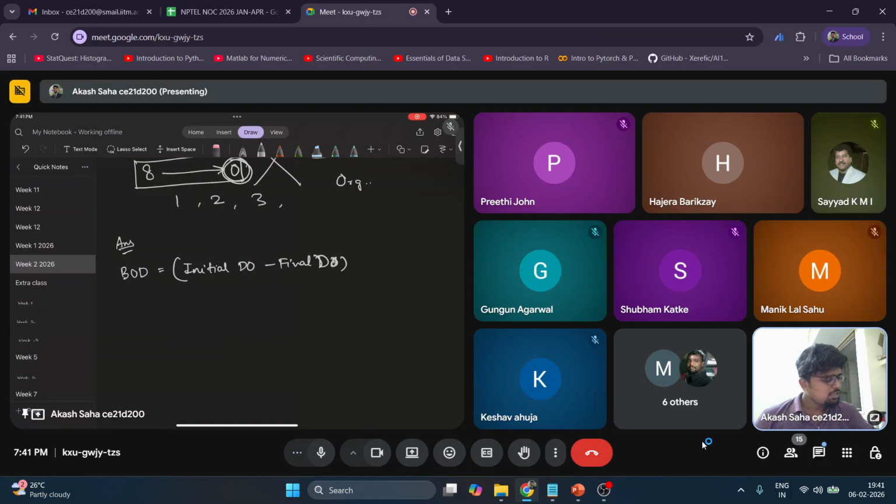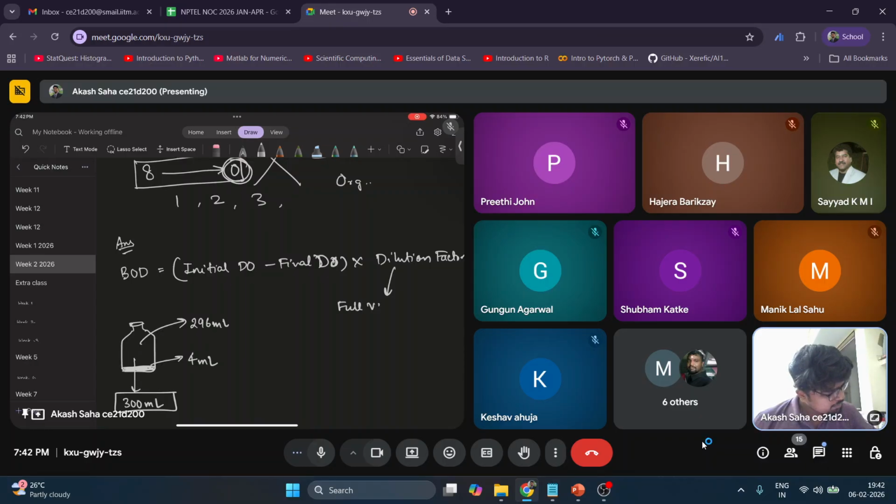As I told you, in the BOD bottle we put some sample. Here they are giving it as 4 ml, and the BOD bottle is always 300 ml in volume. So the rest of the volume we fill with aerated water, which is around 296 ml. When we dilute the sample like this, we have to multiply by the dilution factor. The dilution factor is nothing but the full volume divided by the sample volume.